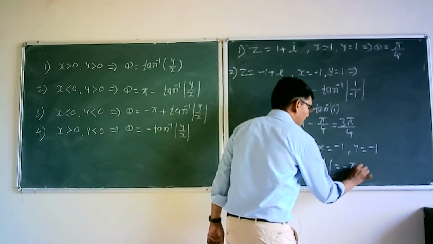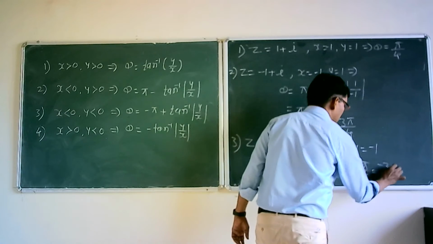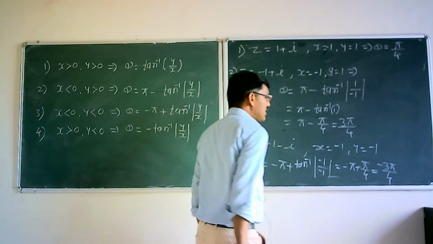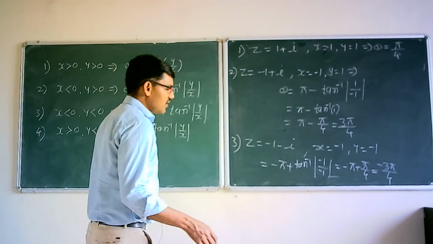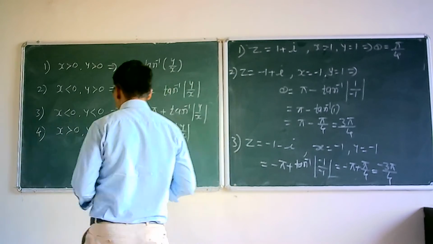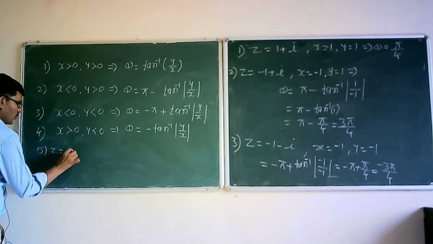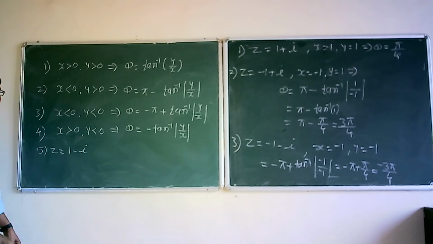So what is tan inverse of 1? It is minus pi plus pi by 4. So if you simplify this, it is equal to minus 3 pi by 4. So this is the angle of the complex number z is equal to minus 1 minus i. And last case, suppose number 5, z is equal to 1 minus i.